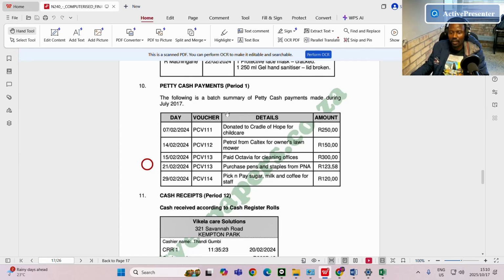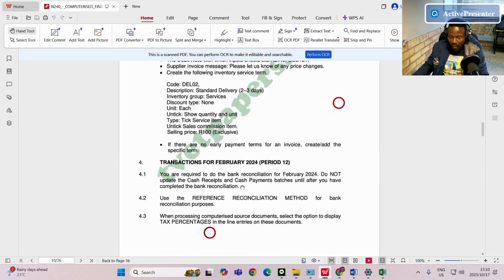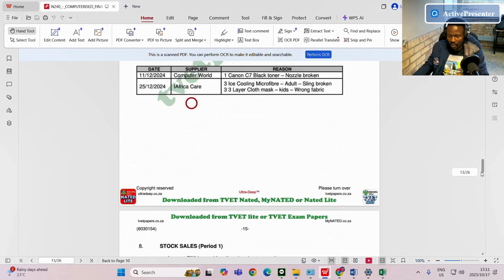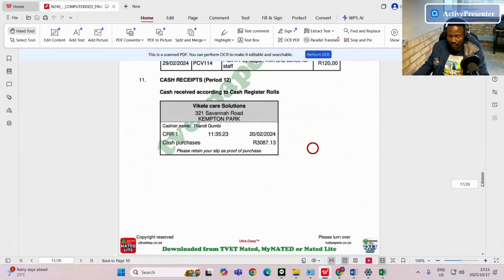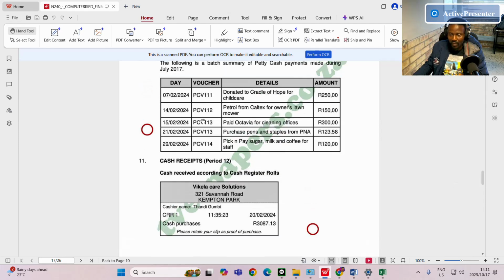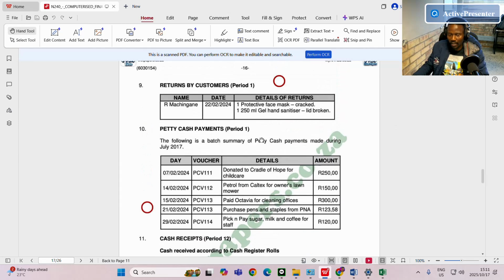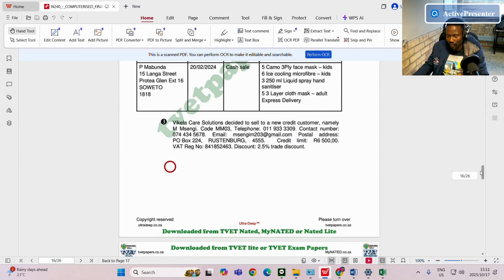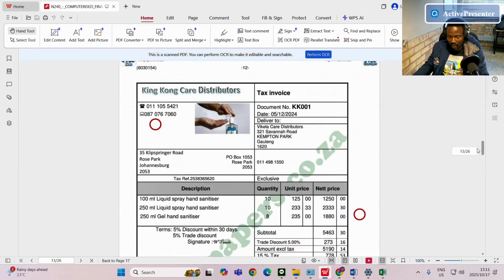payments. It says here transaction for period 12. So it means we are busy with period 12, February. Let me just check the petty cash. It is Feb, so I guess it's period 12. So I guess this is a mistake. It's not supposed to be period 1. Instead, it's supposed to be period number 12. So that's the first mistake I see on the paper.